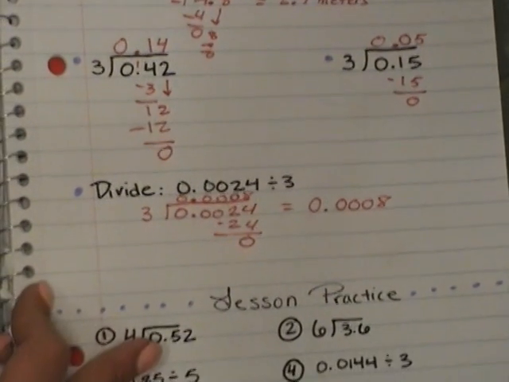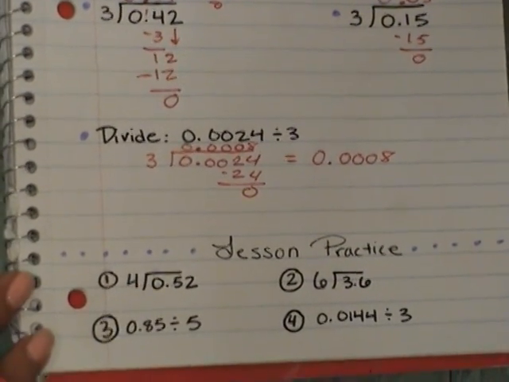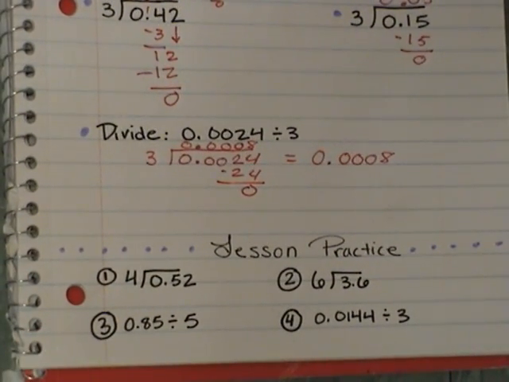Alright, and here you go. Here's your lesson practice. We'll be practicing more of these in class, dividing a decimal by a whole number. Remember, the trick is just take your decimal point, move it directly up into your answer already, and then follow division.